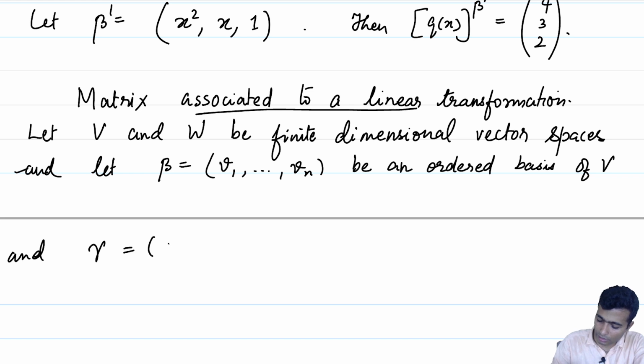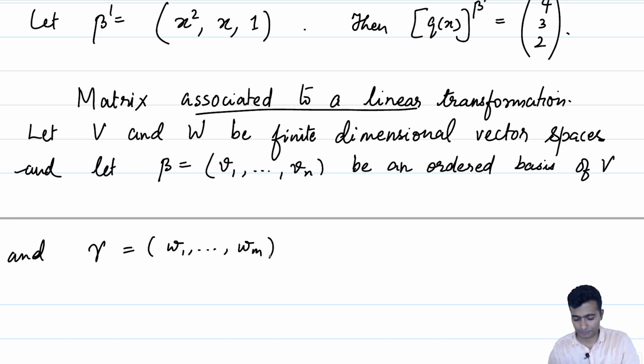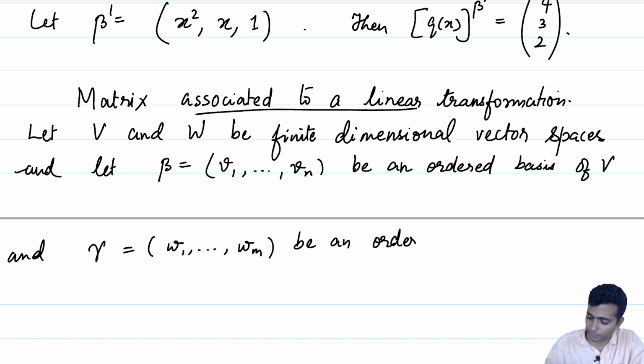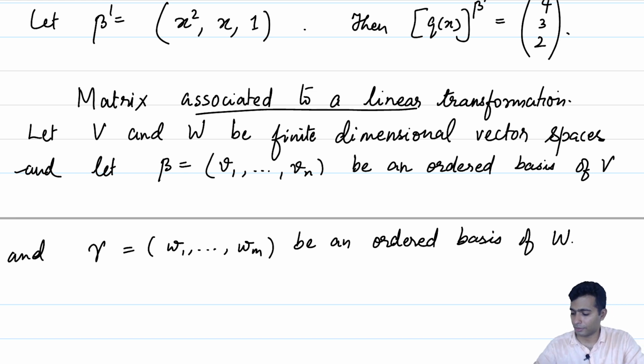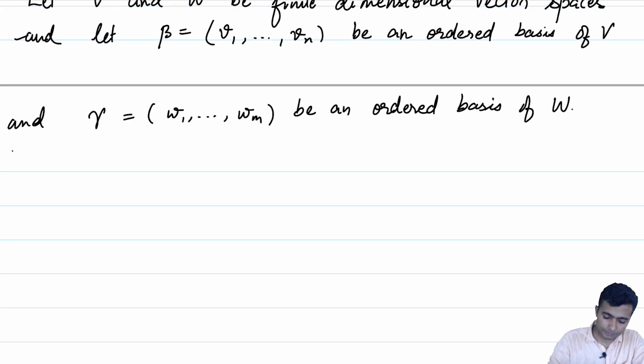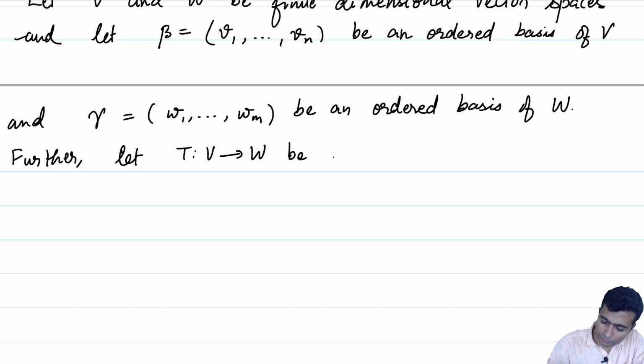And gamma, which is w1 to wm. If it is an m dimensional vector space, there will be m vectors in every basis. So, let gamma be an ordered basis of W. Further, let T be a map from V to W, which is a linear transformation.